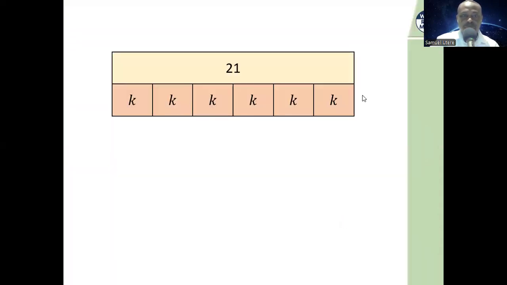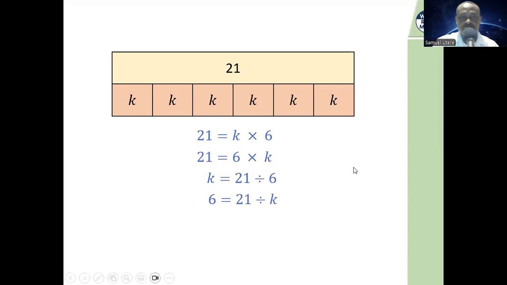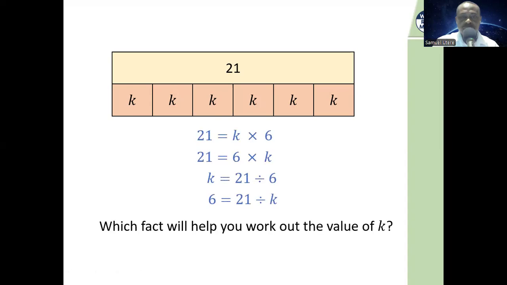So look at the bar model we used for our retrieval practice. Here, we can write this like this, right? So we can choose to write all the facts, all the fact family for this bar model. But the key question is, which one would help us get k? Remember, when you're told to solve an equation, you're actually looking for the number that represents the letter. You're trying to work out what number this letter even represents.